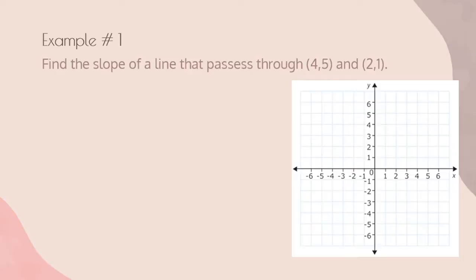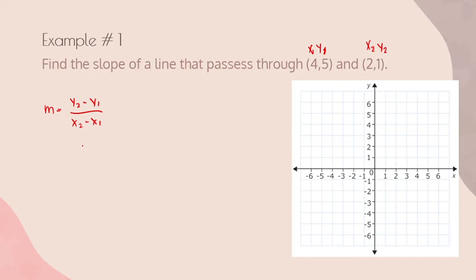First, let's have our example number 1. Find the slope of a line that passes through (4, 5) and (2, 1). Let (4, 5) be x sub 1 and y sub 1, and (2, 1) be x sub 2 and y sub 2. Let's write the formula: m is equal to y sub 2 minus y sub 1 over x sub 2 minus x sub 1.